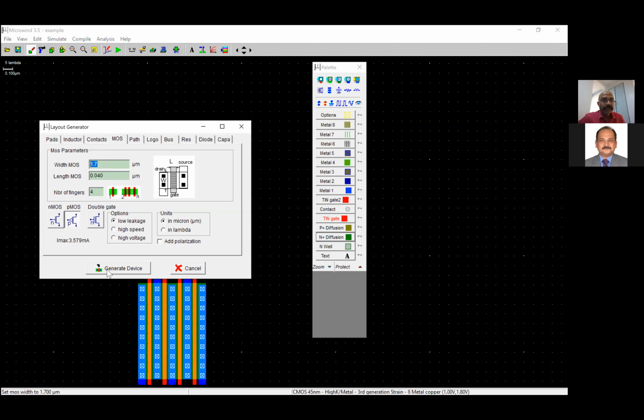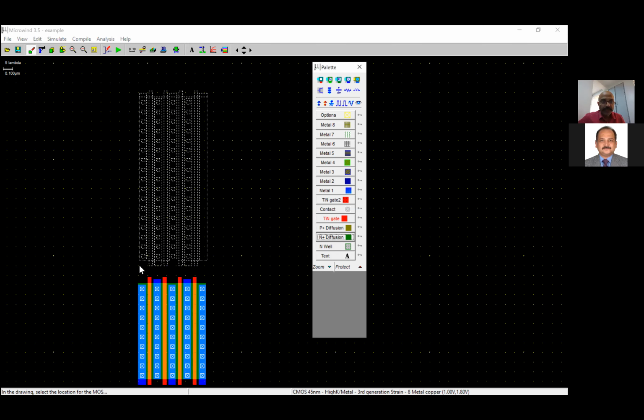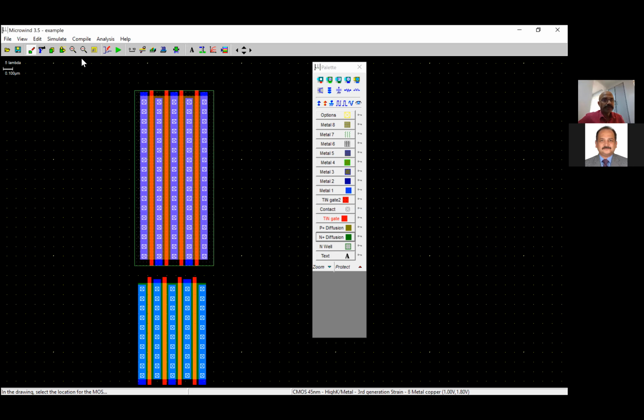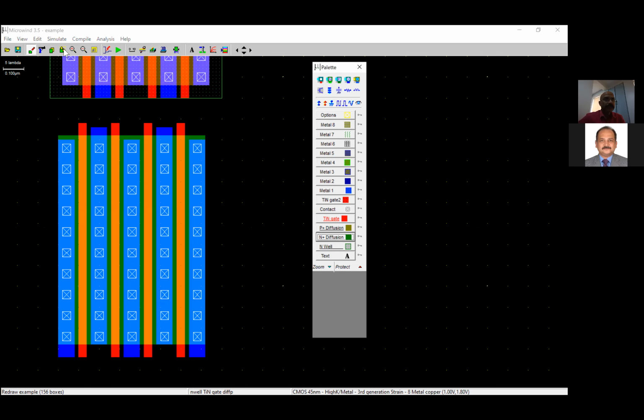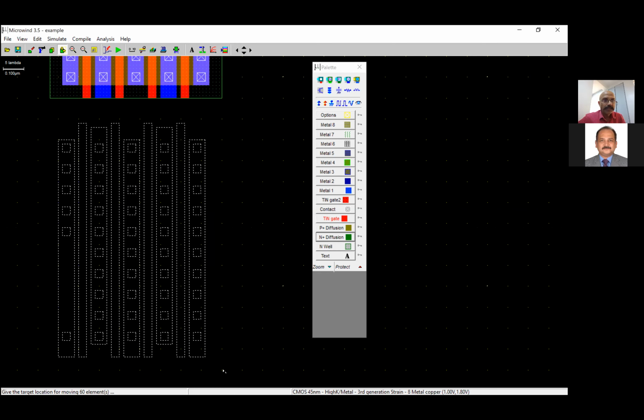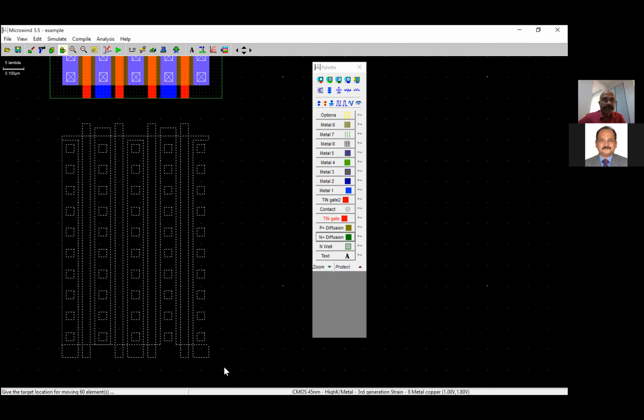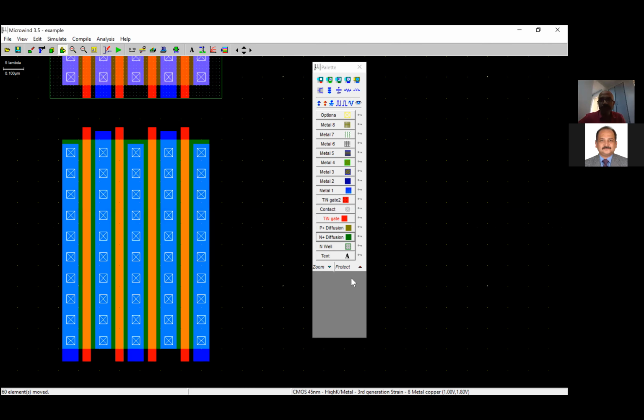So I say generate device and align it and place it on top of the NMOS. Okay, so I zoom into this area. You can see that they are not that well aligned. It was a little bit offset. So I can just click stretch and move, select the NMOS and shift it a little bit to the right. Yeah, so now it's better.